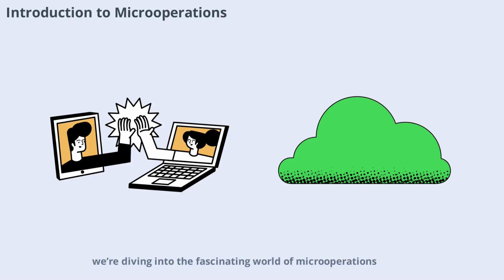Welcome. Today, we're diving into the fascinating world of microoperations, the tiny yet powerful actions that drive the inner workings of computers. Microoperations are the basic operations performed on data stored in registers. They form the backbone of how instructions are executed in a computer system. By understanding microoperations, you'll gain insight into how computers process information at the most fundamental level. In this video, we'll explore what microoperations are, their types, and how they work together to execute complex instructions. Let's begin our journey into the heart of computer architecture.